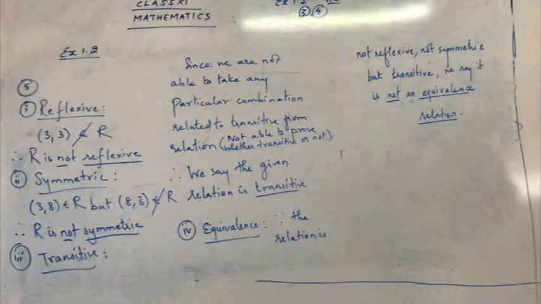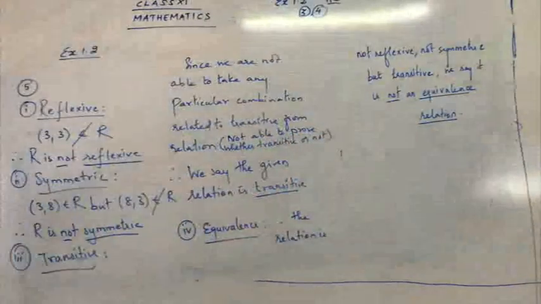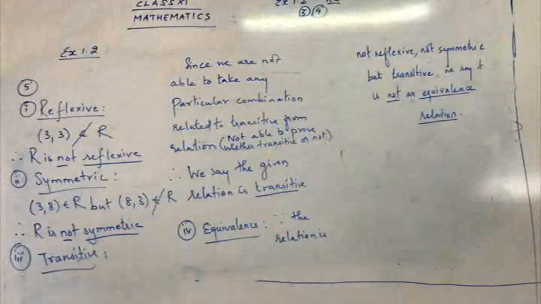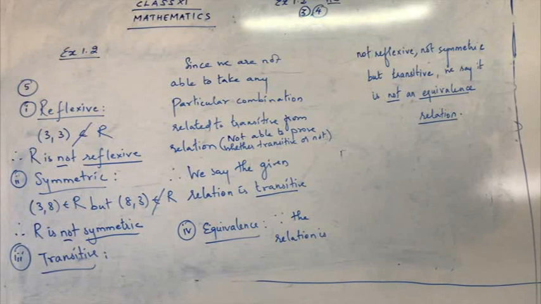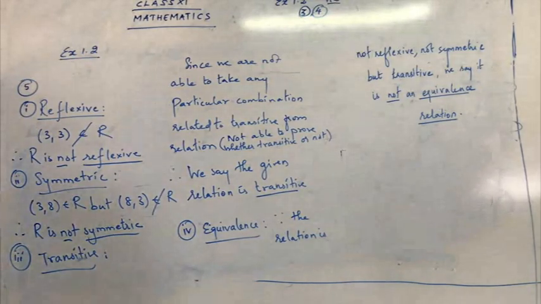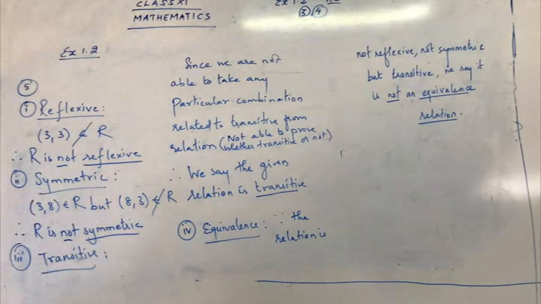So I hope the sum is clear to you. So take down the sum. It's very, very easy. Only the thing is to remember your definitions. Once we are clear with the definition, the sum goes very easy. Okay, I hope you have taken sum number 5. Now just come to sum number 6.